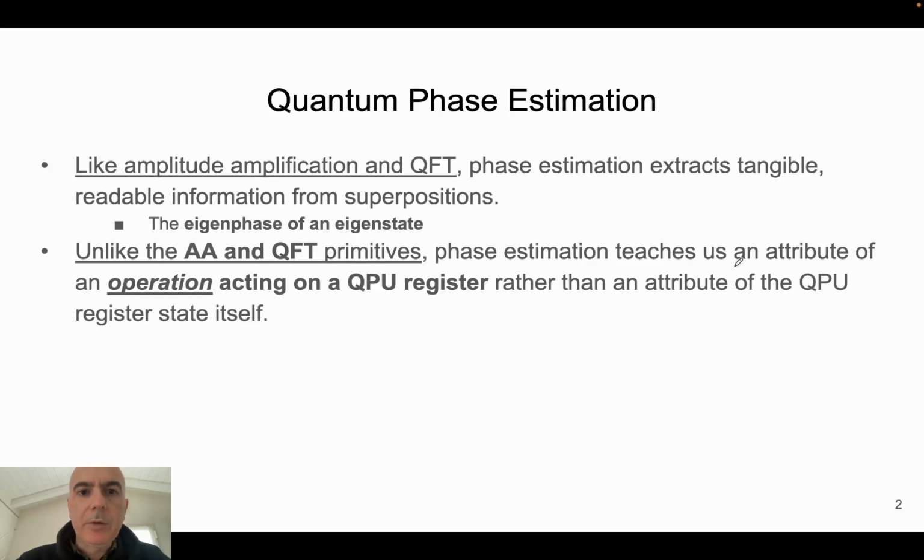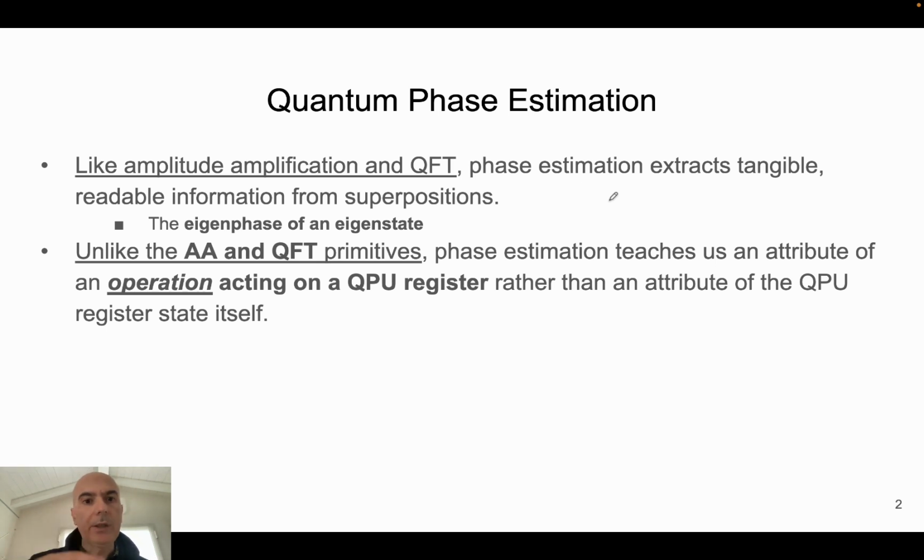In some sense, quantum phase estimation is similar to amplitude amplification and the QFT quantum computing primitives. Phase estimation extracts tangible, readable information from superposition. What we're going to extract by using the phase estimation primitive are the eigenphases of an eigenstate of a particular QPU instruction. So differently from the amplitude amplification and QFT primitives, phase estimation teaches us an attribute of an operation acting on a QPU register, rather than an attribute of the QPU register state itself.